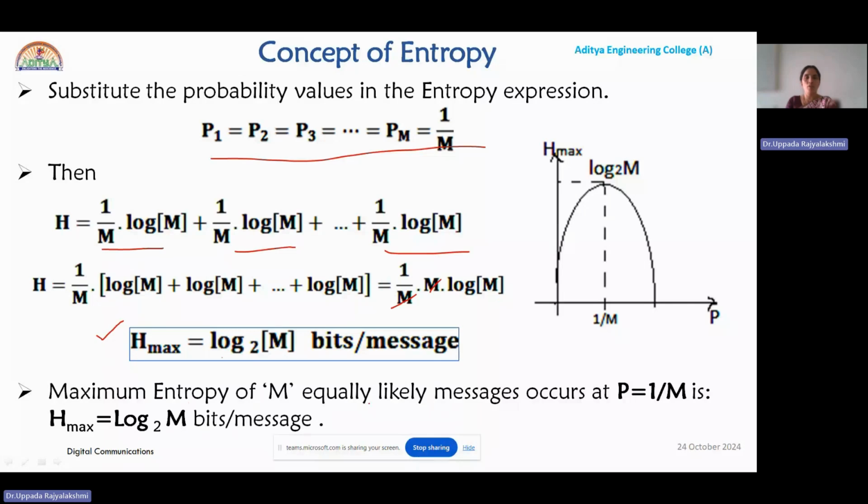So the maximum entropy of capital M equally likely messages occurs at probability 1 by M, and that magnitude is equal to log M base 2 bits per message. And as you move away from 1 by M probability, the entropy gradually reduces to 0. So in this module, we have discussed the concept of entropy as well as its properties.